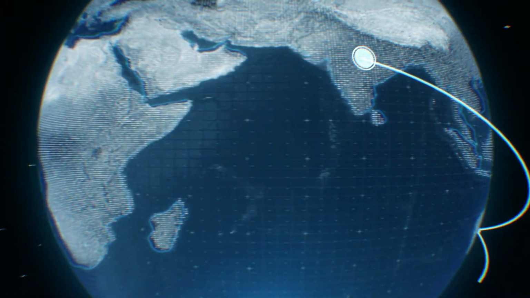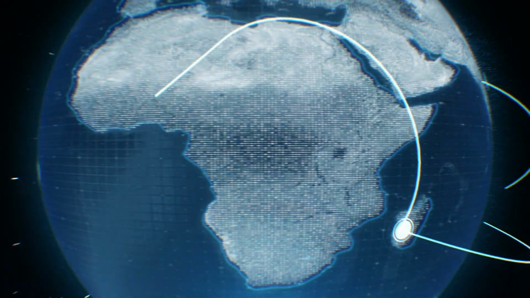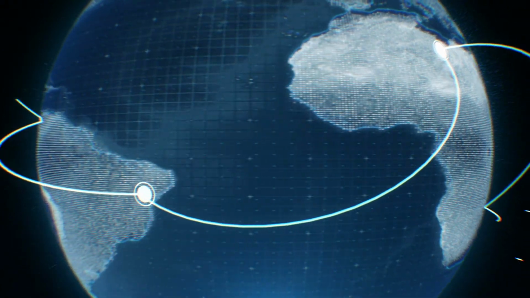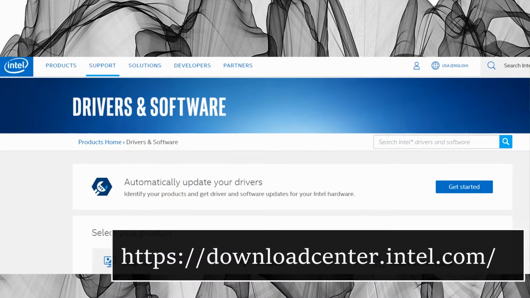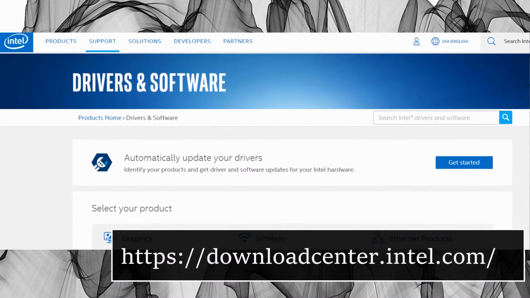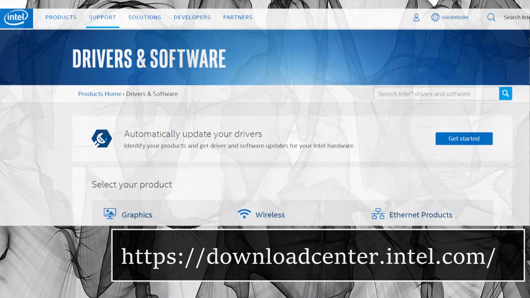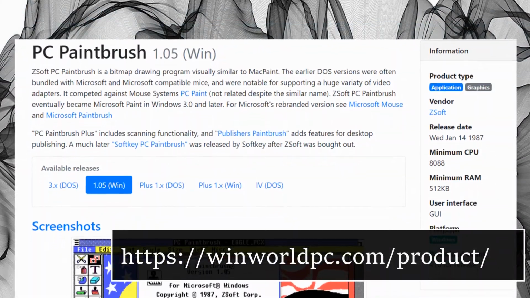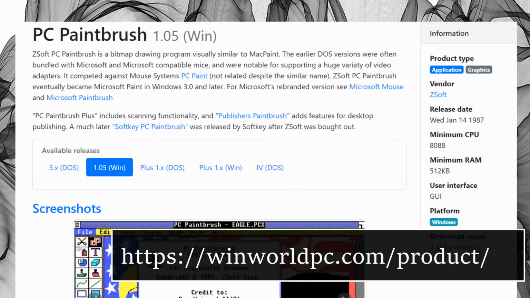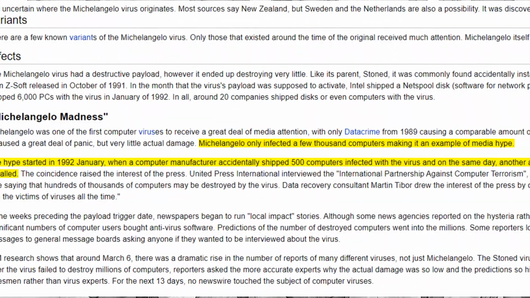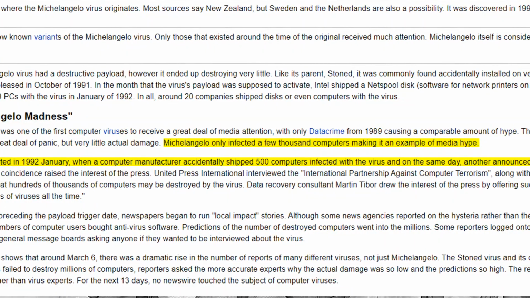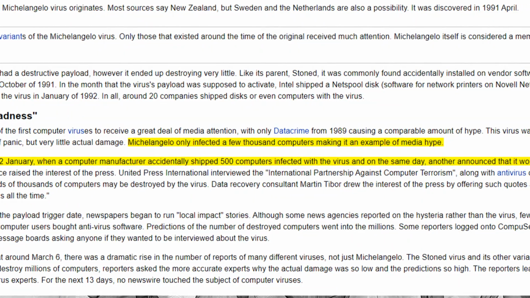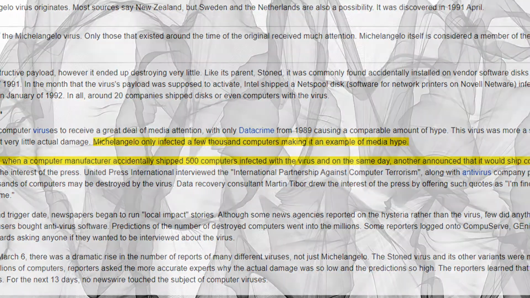The virus spread was helped along by a few prominent computer software vendors. Intel famously shipped their NetSpool printer software infected with the virus. So did ZSoft, which sent customers an update for PC Paintbrush that contained more than just an update. Overall though, not many companies actually shipped out infected disks, and the outbreak was quite contained.